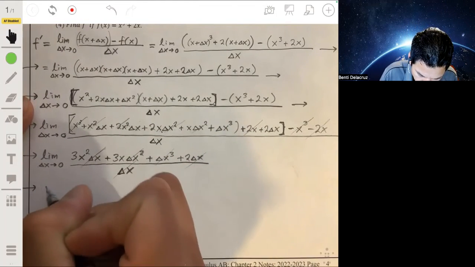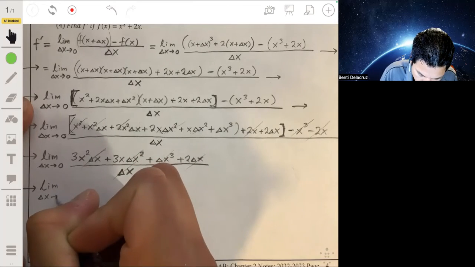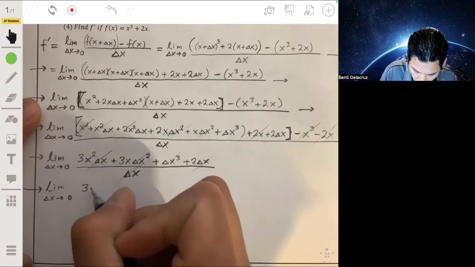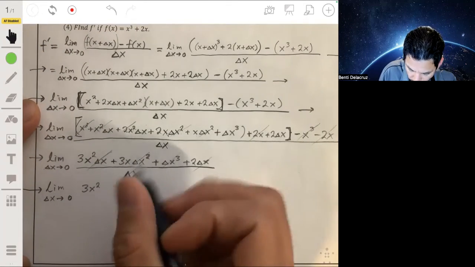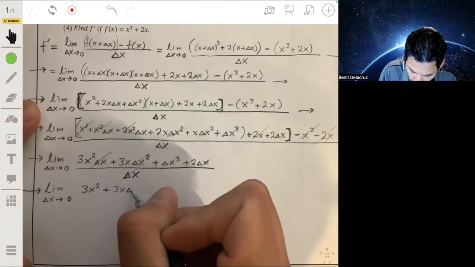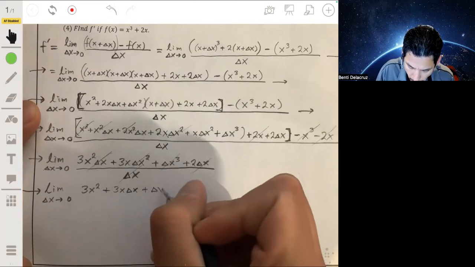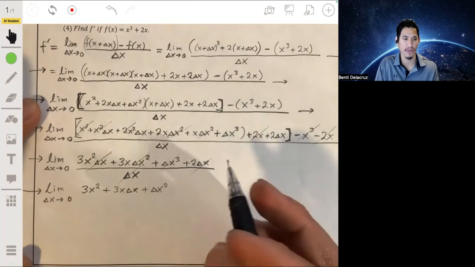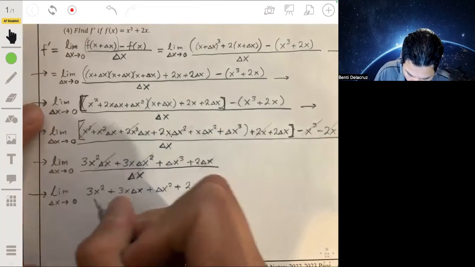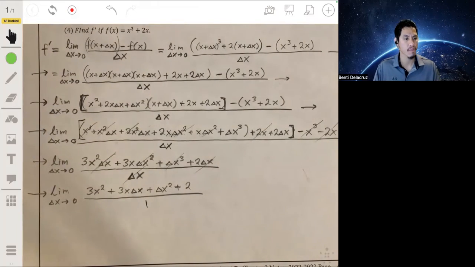And then this ends up being equal to the limit as delta x goes to 0. Here, we're just going to have a 3x squared because that delta x went away. This will be 3 plus a 3x times the delta x. So we only powered it down, only one of them. And this will just be a delta x squared because it's like factoring out a y out of a y cubed. And then this will just be plus 2, all over 1, because delta x divided by delta x becomes just 1.